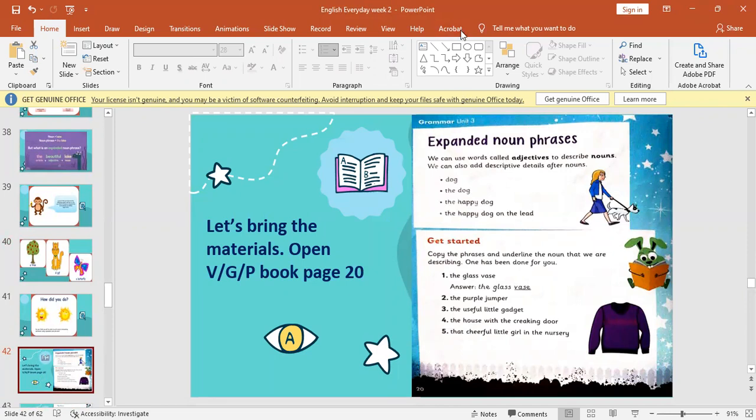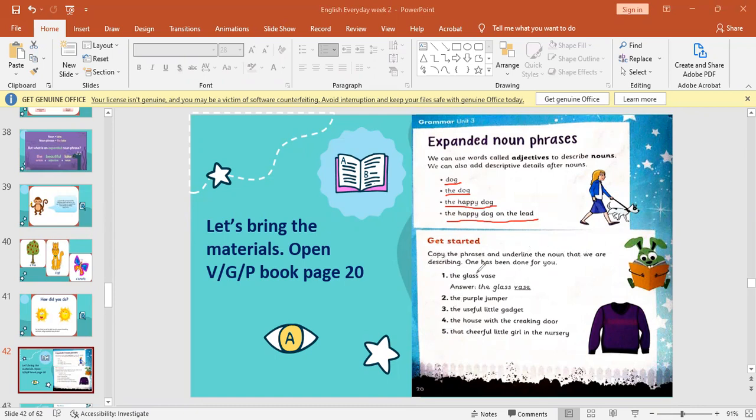So guys, look at this. The first word here is what? Dog. Dog is what? Noun. The dog is what? A noun phrase. The happy dog is what? An expanded noun phrase. And then when we say the happy dog on the lead, we have used it to make what? A sentence.